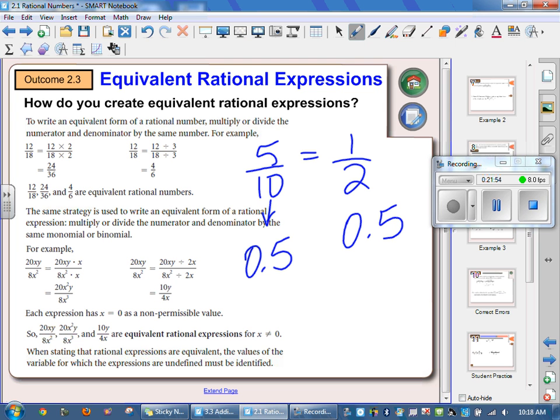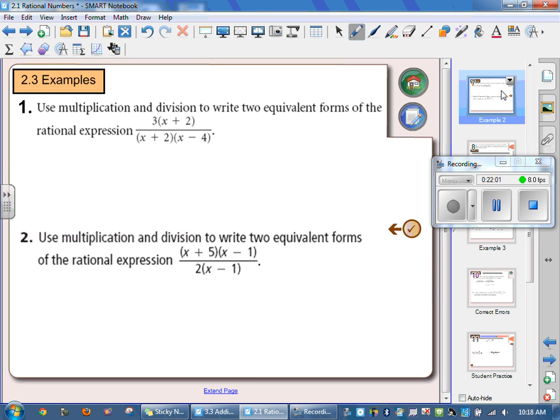So this one is asking us to use multiplication and division to write two equivalent forms of that guy. All right. All you've got to do is you're going to multiply it by something or divide it by the same thing. Okay? So if I wanted to make an equivalent answer to that, I could do this. I could put a W on this end and a W on the bottom. Because when I simplified, the W's will cancel, correct? But that's an equivalent expression.